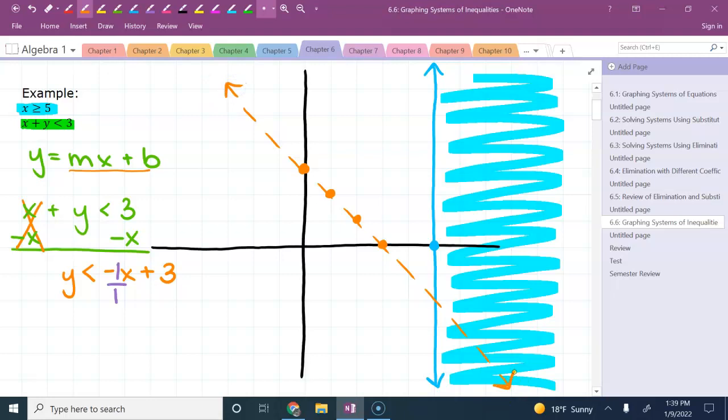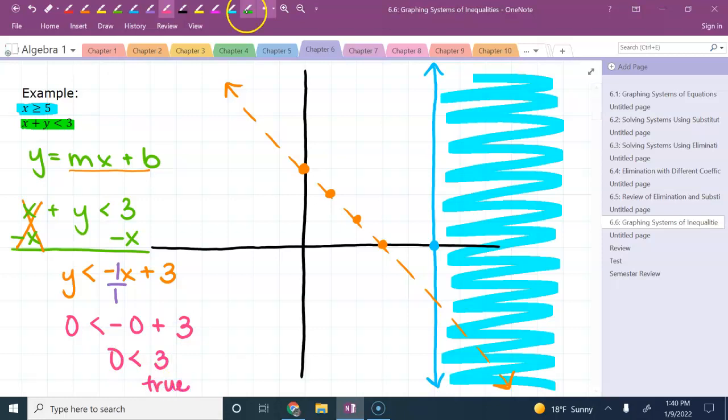What we want to do now is figure out where do we shade. Okay, now in the past, we've talked about how you guys can test points. So if you really wanted to, you could put in 0, 0 for your x and for your y. 0, 0 again is a good point because it's not on that graph, it's the origin. 0 is easy to operate with. So if you put a 0 in for y and a 0 in for your x, you'd have negative 0 plus 3. You're going to be left with 0 is less than 3, which is going to be true.